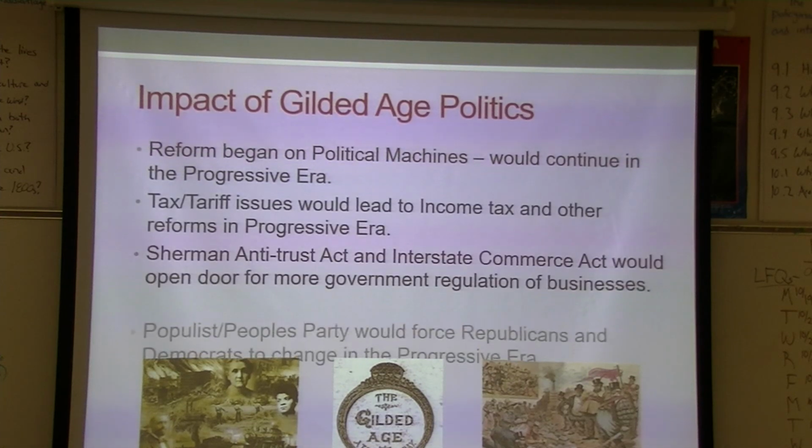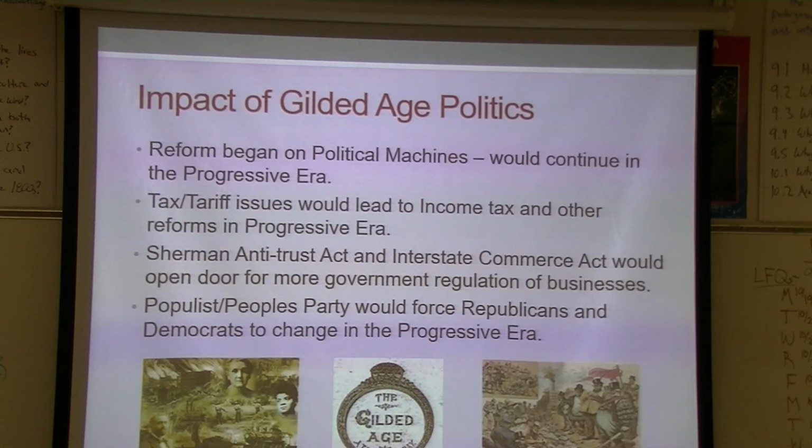This last bit, I kind of summarized, and this is where it's kind of our stepping stone to what will be our next unit. With the political machines, we start some reform, but most of that reform is going to be done, and guess what? In the Progressive Era. We're going to have a lot of tax and tariff issues in the late 1800s. It's going to lead to the income tax and a lot of other reforms in the Progressive Era. For businesses in the late 1800s, we're going to have the Sherman Antitrust Act, the Interstate Commerce Act, and other things.